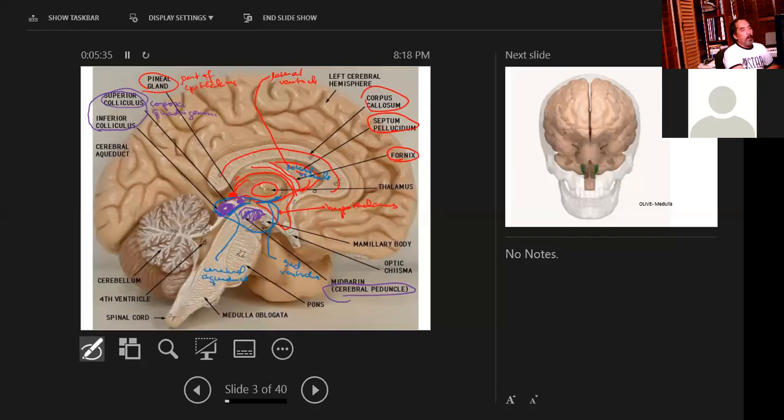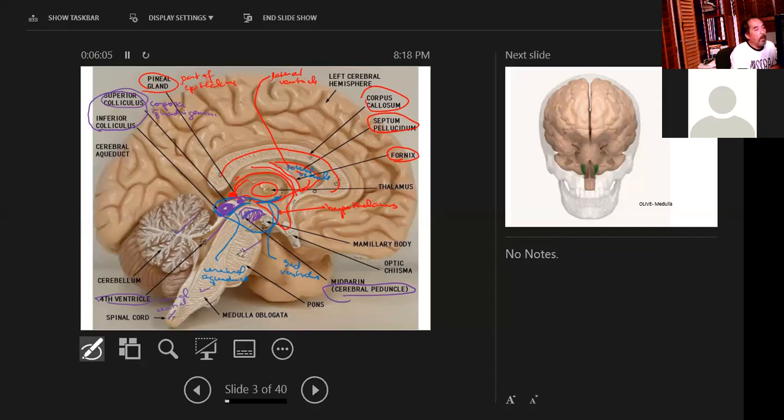I'm going down here. It continues on to the fourth ventricle. And what are the components around the fourth ventricle? The cerebellum, the pons, and the medulla oblongata. After the fourth ventricle, it goes down as the spinal cord, which is going to be the central canal. So that's how the CSF flows.